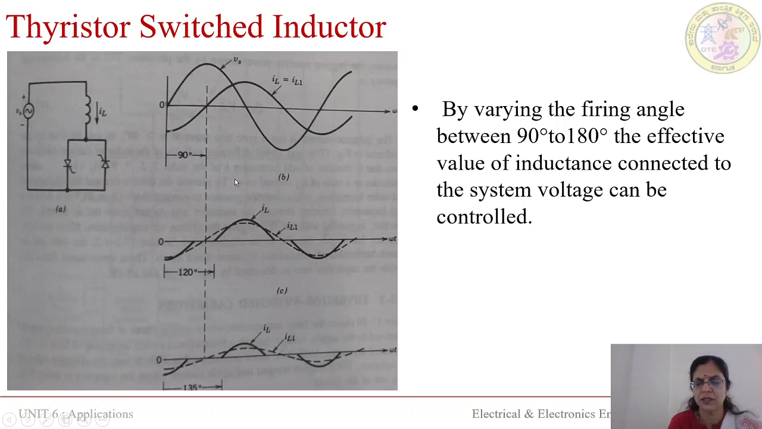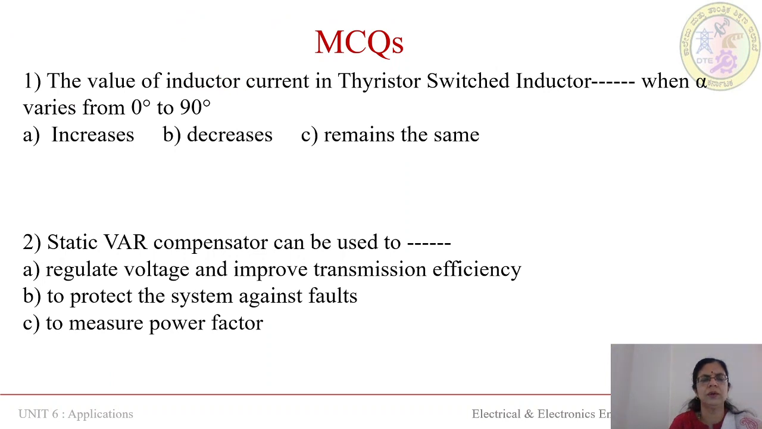Now we will just look into the MCQs. The value of inductor current in a thyristor switched inductor is dash when alpha varies from 0 to 90 degrees. We have just now discussed. Till 90 it is not going to alter. Whatever is the angle between 0 to 90, it doesn't matter. So the answer is remains the same.